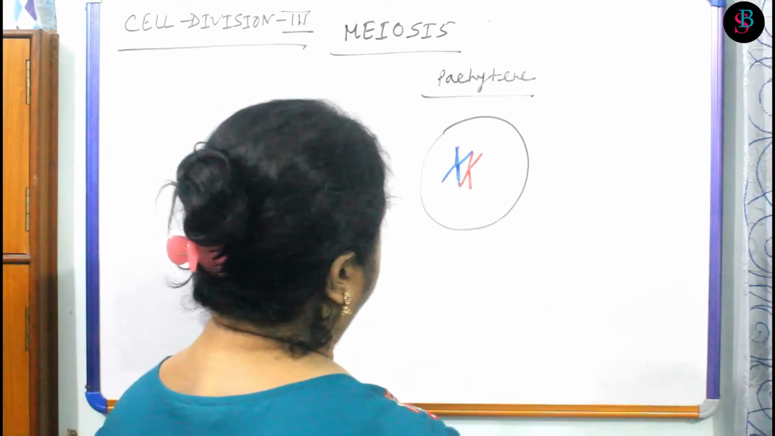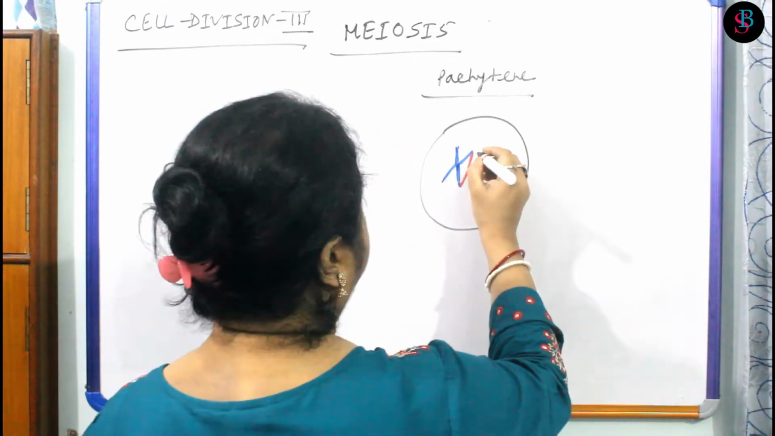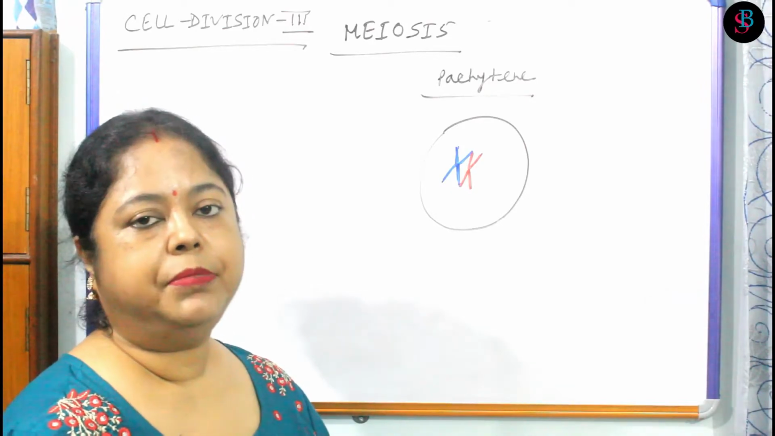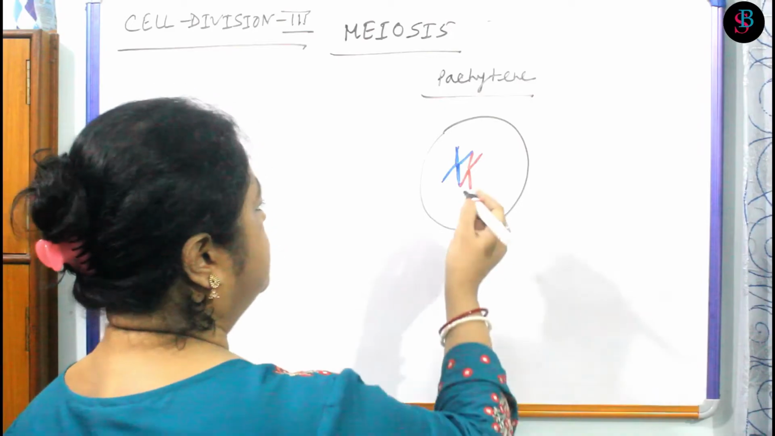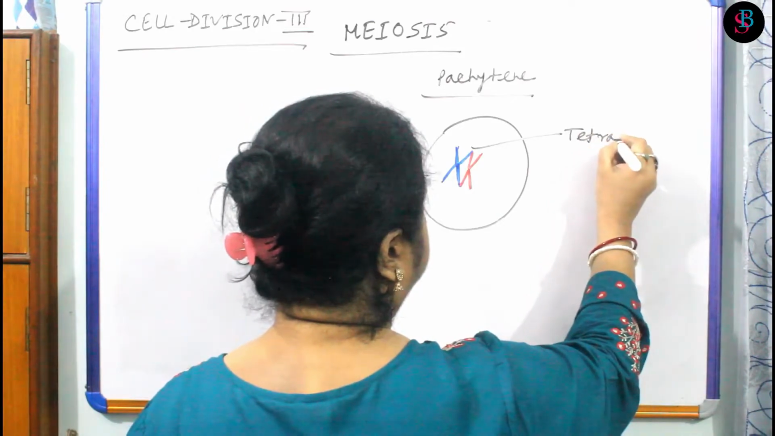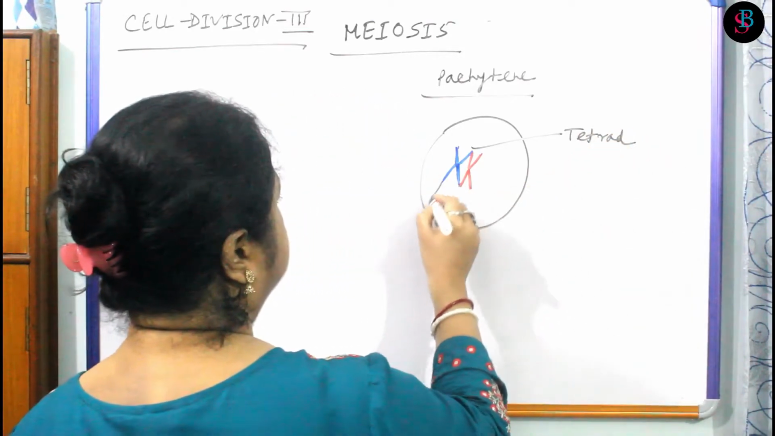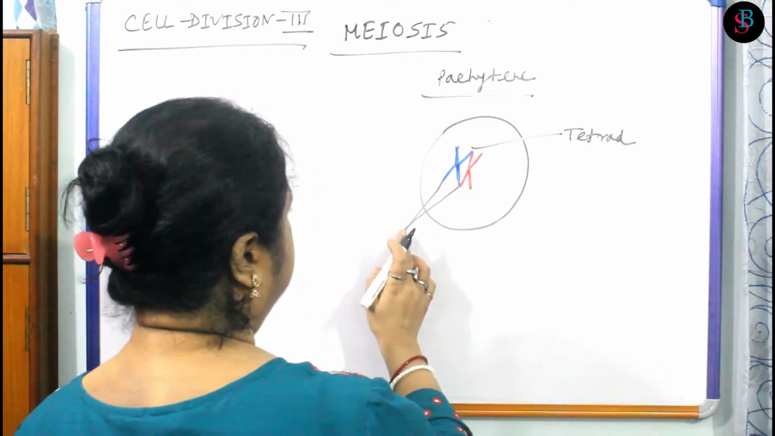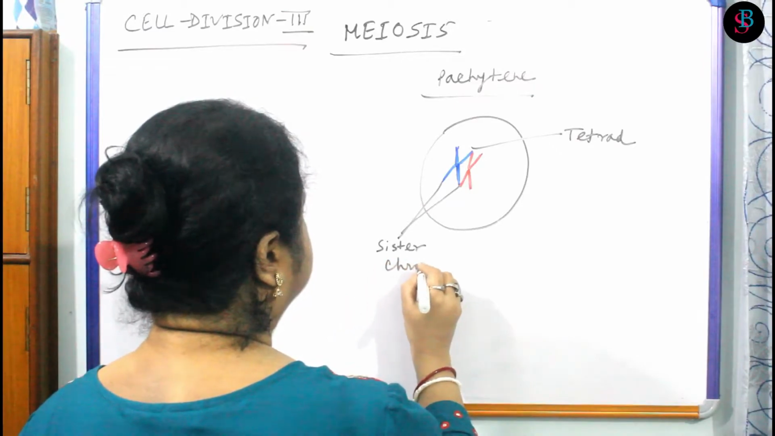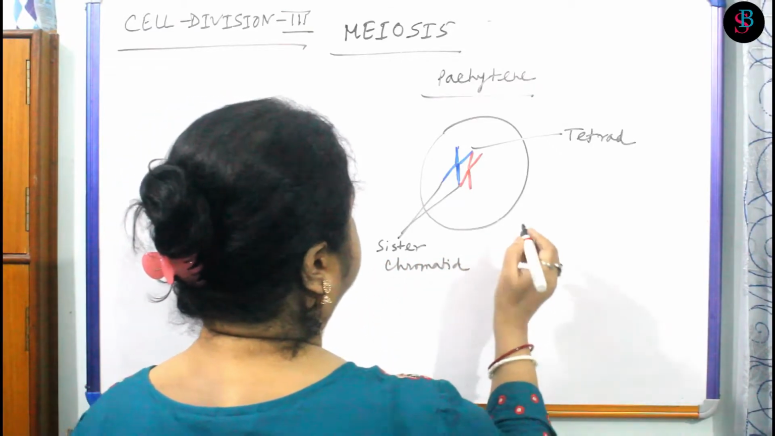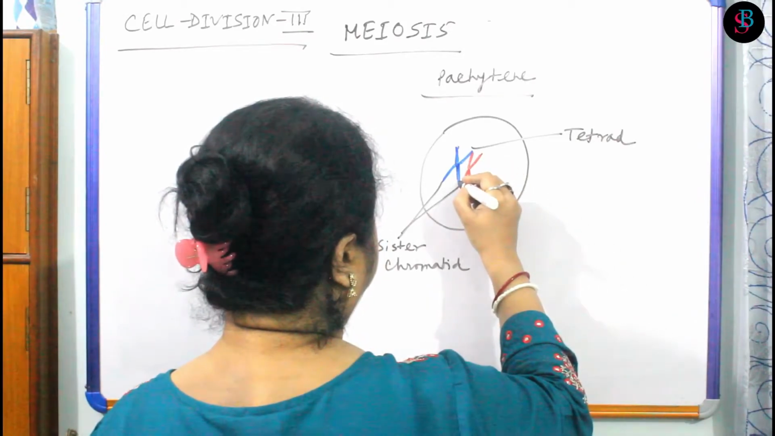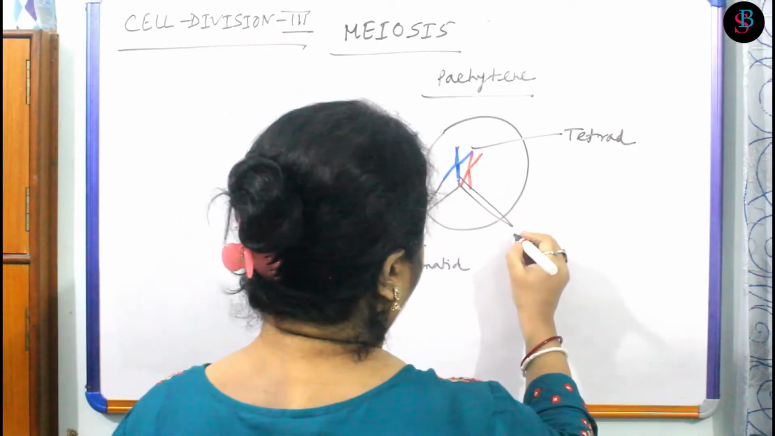Now here we can see the siblings of each other. If the origin is same, that is the parent is same, then they are known as brother or sister. So here also the same thing will happen. Firstly, this is the tetrad, and in the tetrad these two, that is two blue and two red, are known as sister chromatids, as they are formed from the same parent. They have the same origin. Like that, one red and one blue is forming the non-sister chromatids.